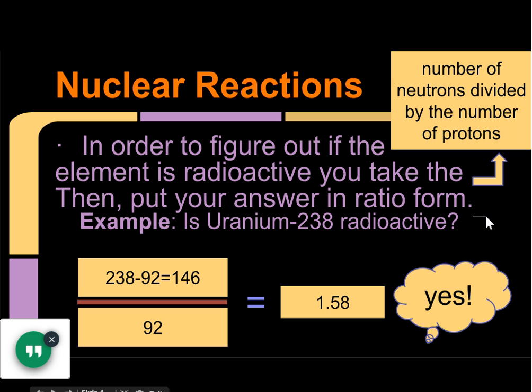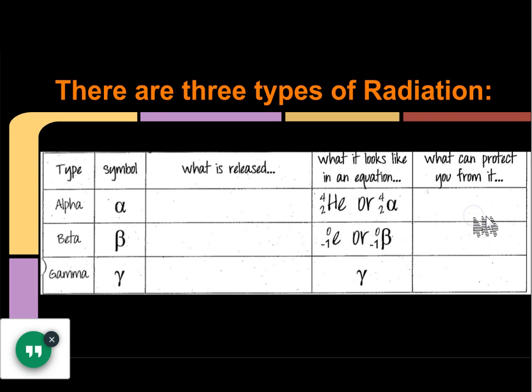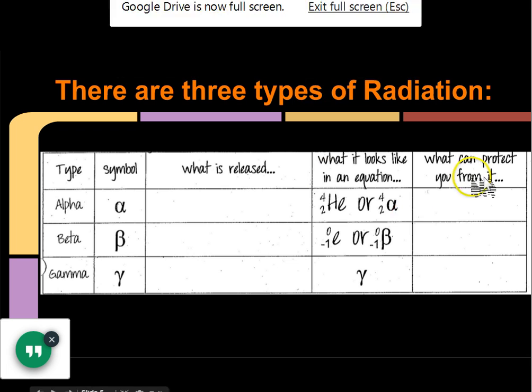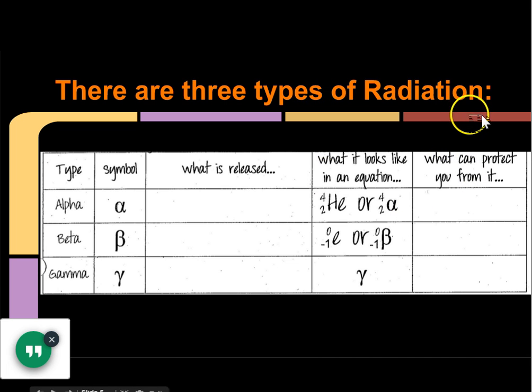Uranium-238 is radioactive. So what does that mean? It can undergo some type of radiation. Here are 3 different types of radiation. There's alpha radiation. In alpha radiation, you're going to have 2 protons and 2 neutrons released from the nucleus. In an equation, it's going to look like either a helium atom, or it could look like the little alpha symbol. All kinds of radiation you hear about is dangerous. All you need to protect yourself from alpha particles, because they are so large, is just a piece of paper.